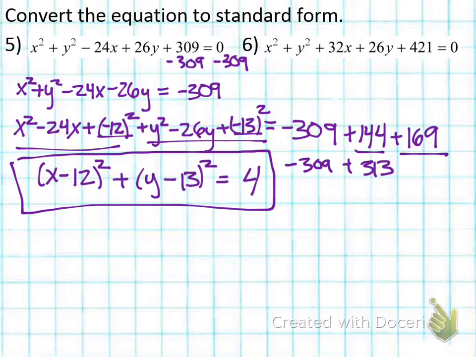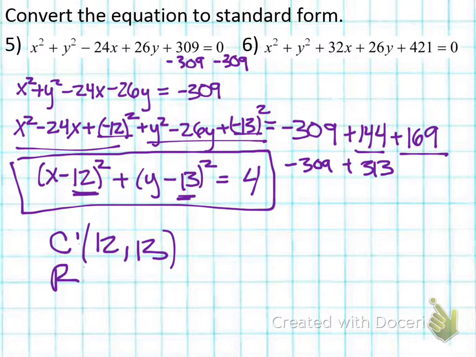And again, now that it's in this form, I could tell you what the center is and what the radius is. So the center here would be (12, 13), right? I'm looking at h and k. And then my radius would be the square root of this number, so the square root of 4, which is just 2.